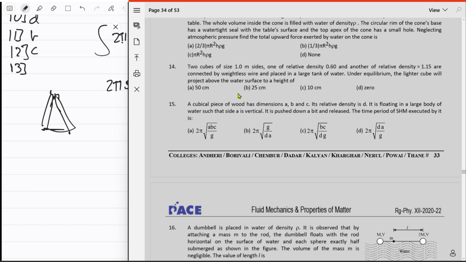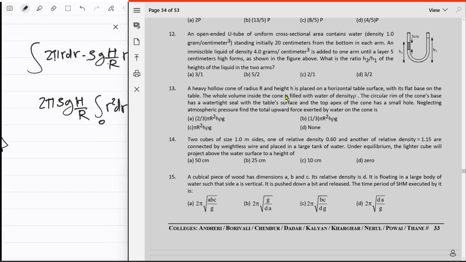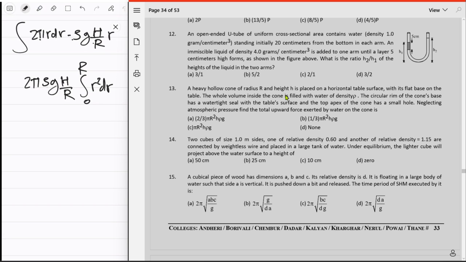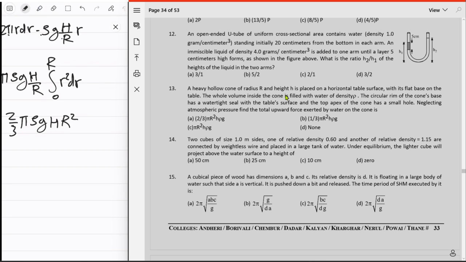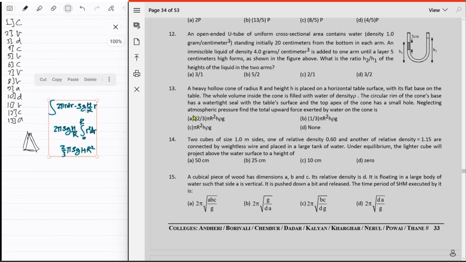What was the thing once again? Oh, right. So radius R, height h, cool. So 0 to capital R, right? Which is what? Just argue upon C and M, which is 2/3 pi rho g h r squared. That's the upward force, of course. So yeah, this looks good. So A is the answer. Next question. 14th.